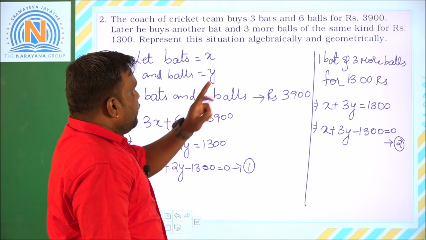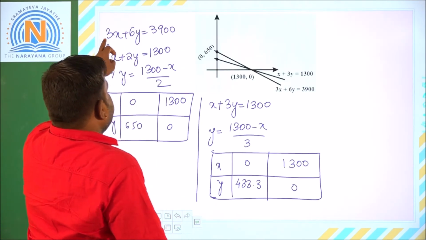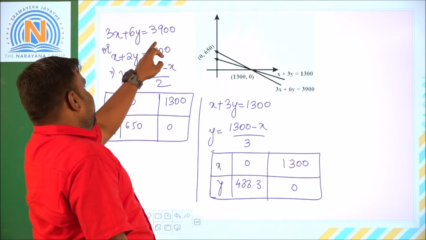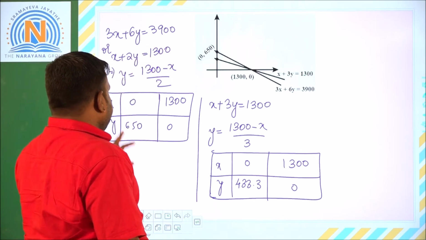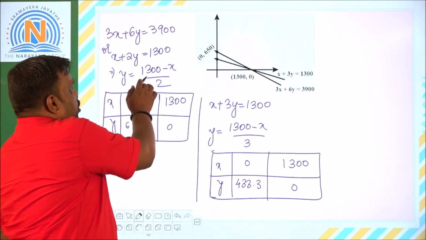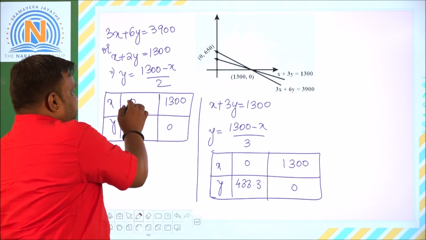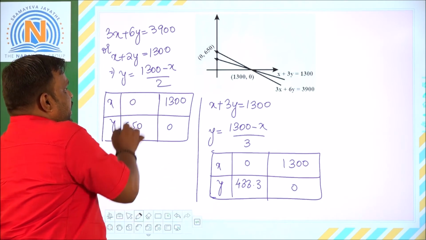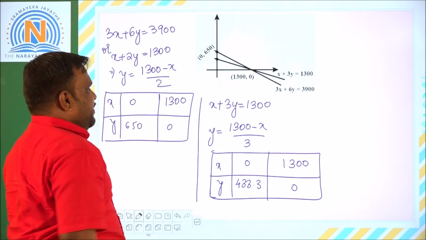Now when you talk about it geometrically, graphically, if you can see here, 3x + 6y = 3,900, that is x + 2y = 1,300 we have here. From this, y = (1,300 - x)/2. So on taking this, when you substitute x as 0, the y value will be 650, and on substituting y as 0, the x value is 1,300.